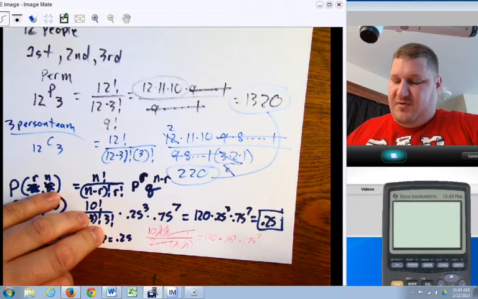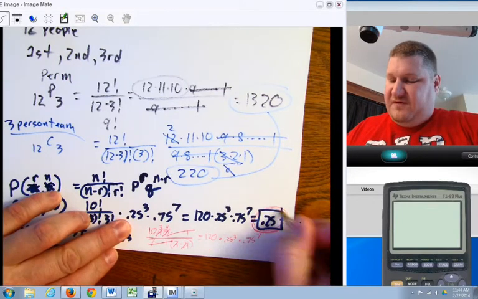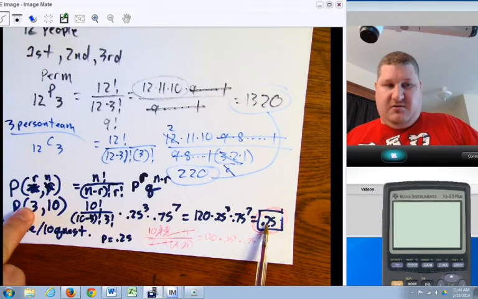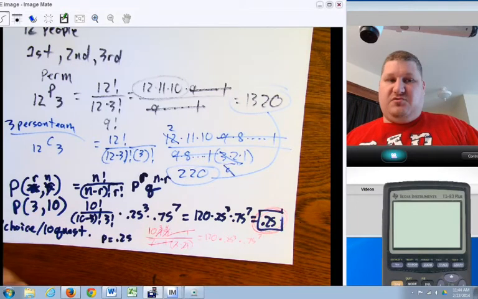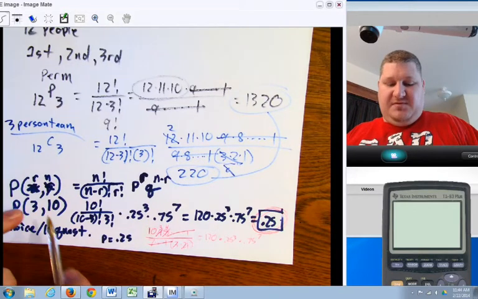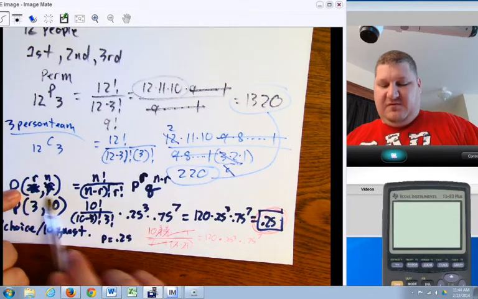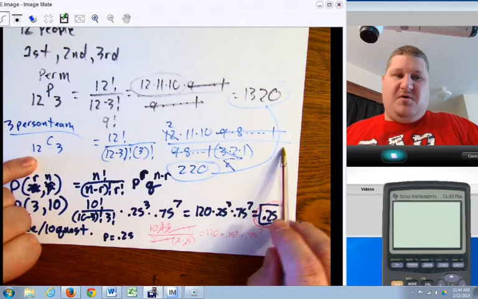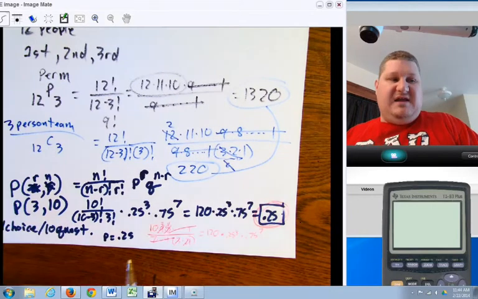So my probability is only 25%, and that's just for 3 correct. If I wanted 3 or less, I would have to add up the probability of 3. I'd have to do this again for 2, again for 1, and again for 0. Add up all the probabilities, sum them together. So that's what you're talking about there for binomial.